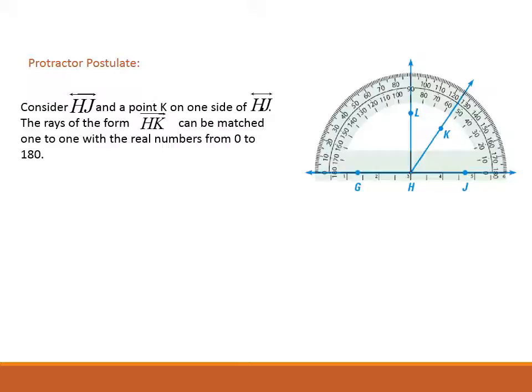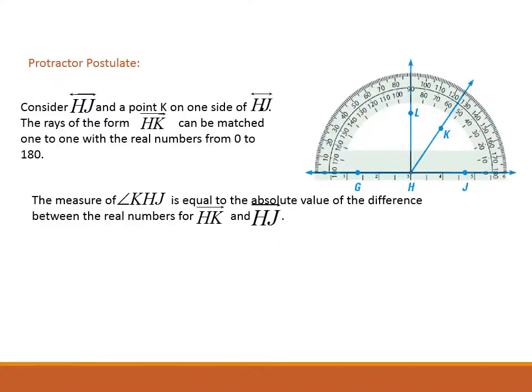Notice ray HK. Ray HK is being matched with numbers. It's intersecting the protractor at 55. That is the protractor postulate. Now to measure, we can either go from 0 all the way up to HK, which would be 55 degrees, or if we look at the other side, that would be angle GHK, which would be from 0 to 125. So that would be 125, but that's from GHK.